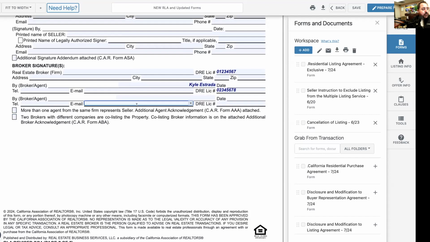So again, if you've got two agents from the same office that are going to take this listing, then you would put both names in here, right? Who are the two agents? And then check the box so that it adds this AAA, which is the additional agent acknowledgement. What that does is it shows who else is responsible for this listing. And if it's a co-list with an outside offer, you just do that.